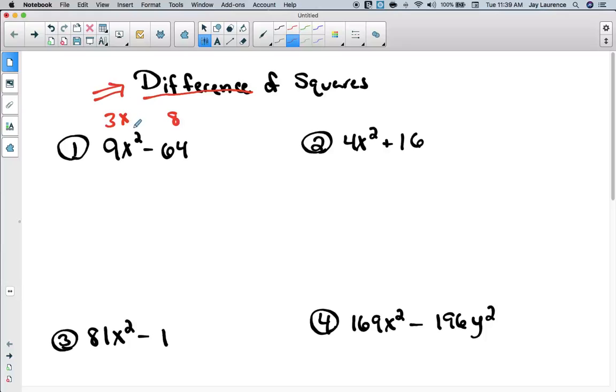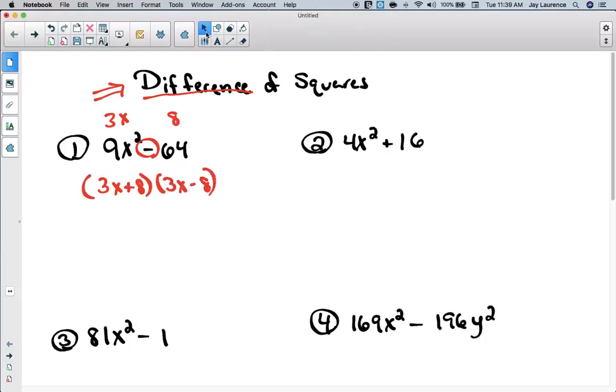Do I have subtraction or a negative somewhere? I sure do. And so this is the difference of perfect squares. It'll factor simply, 3x plus 8 and 3x minus 8. Okay, that's all it is. That's all it is. All right, you go ahead and try number 2 on your own.